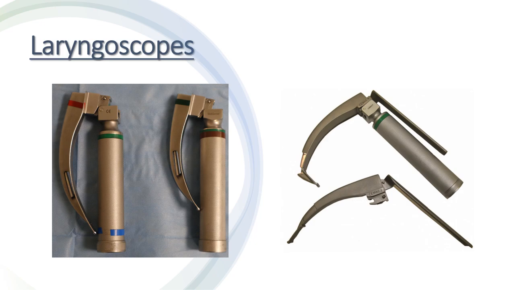We need 2 working laryngoscopes on our airway trolley, and ideally these laryngoscopes should be of a different size. So the classic would be to have a size 3 and a size 4 Macintosh blade, but you could also have them of a different type. So you could have a McCoy blade and a Macintosh blade, or a video laryngoscope and a normal laryngoscope.